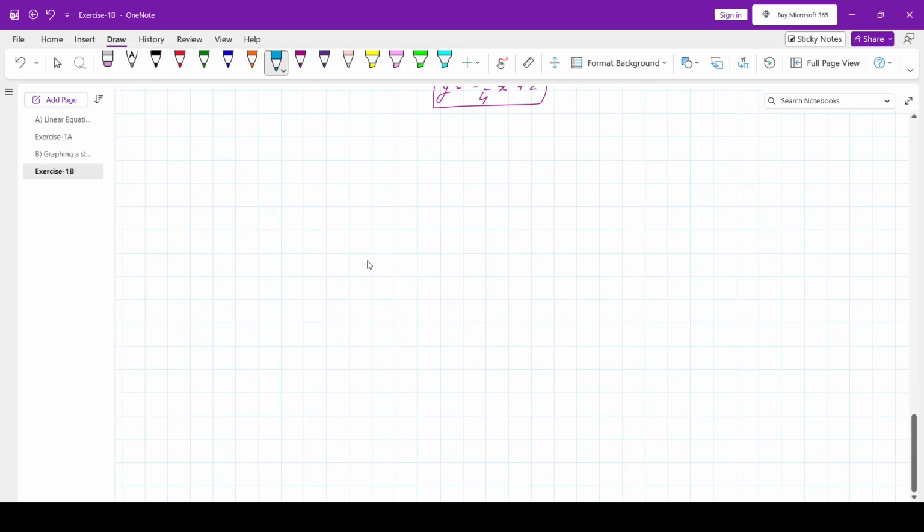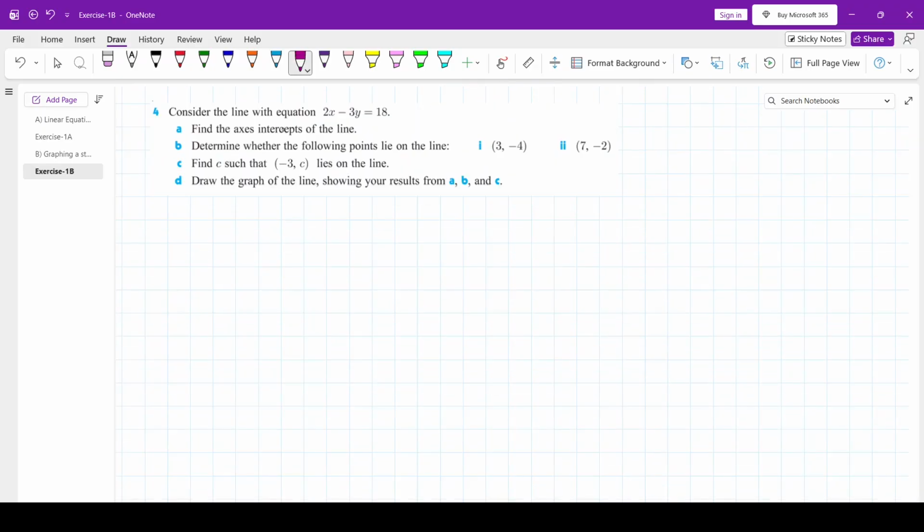Let's move on to question number 4. Question number 4 says, consider the line with equation 2x minus 3y is equal to 18. Find the x-intercepts of the line. Now I'll solve part A. When we say x-intercept, the y-intercept.